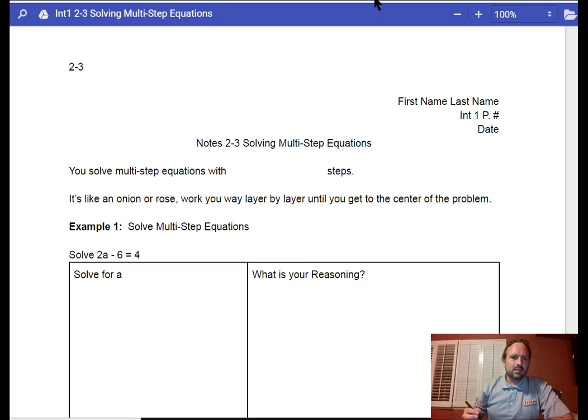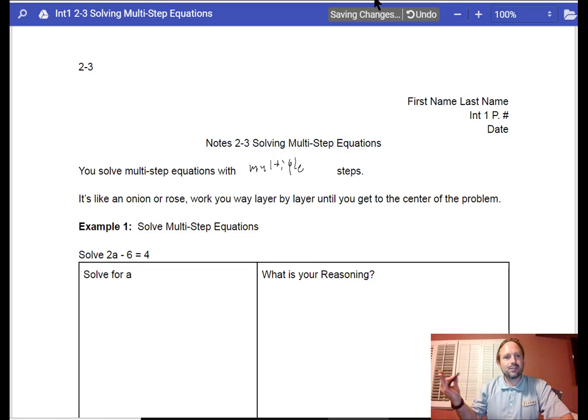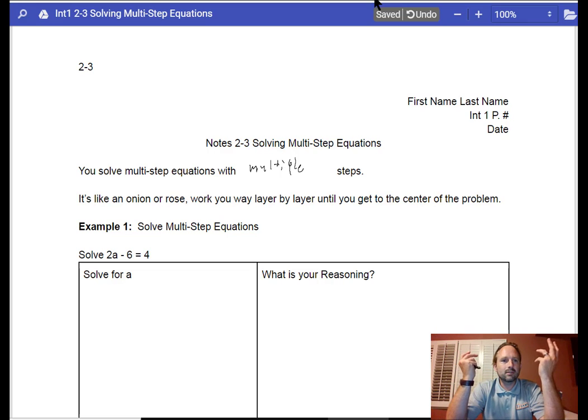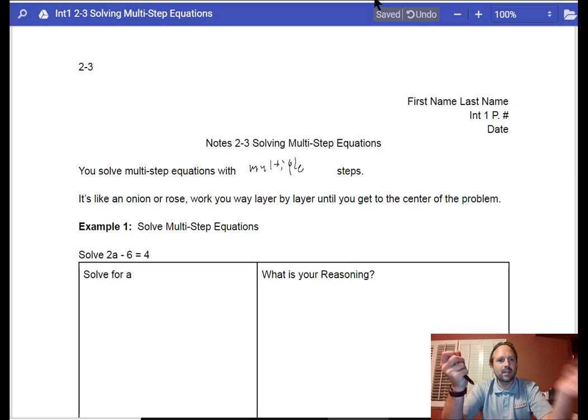So you solve multi-steps with multiple steps. So it's not just one thing and you're done. It's 1, 2, maybe 3, maybe 4. It's multiple steps. So I like to say solving an equation is like peeling back an onion or a rose. You work your way layer by layer, or, like corn, like pulling the corn fronds off. Like you're working your way in.